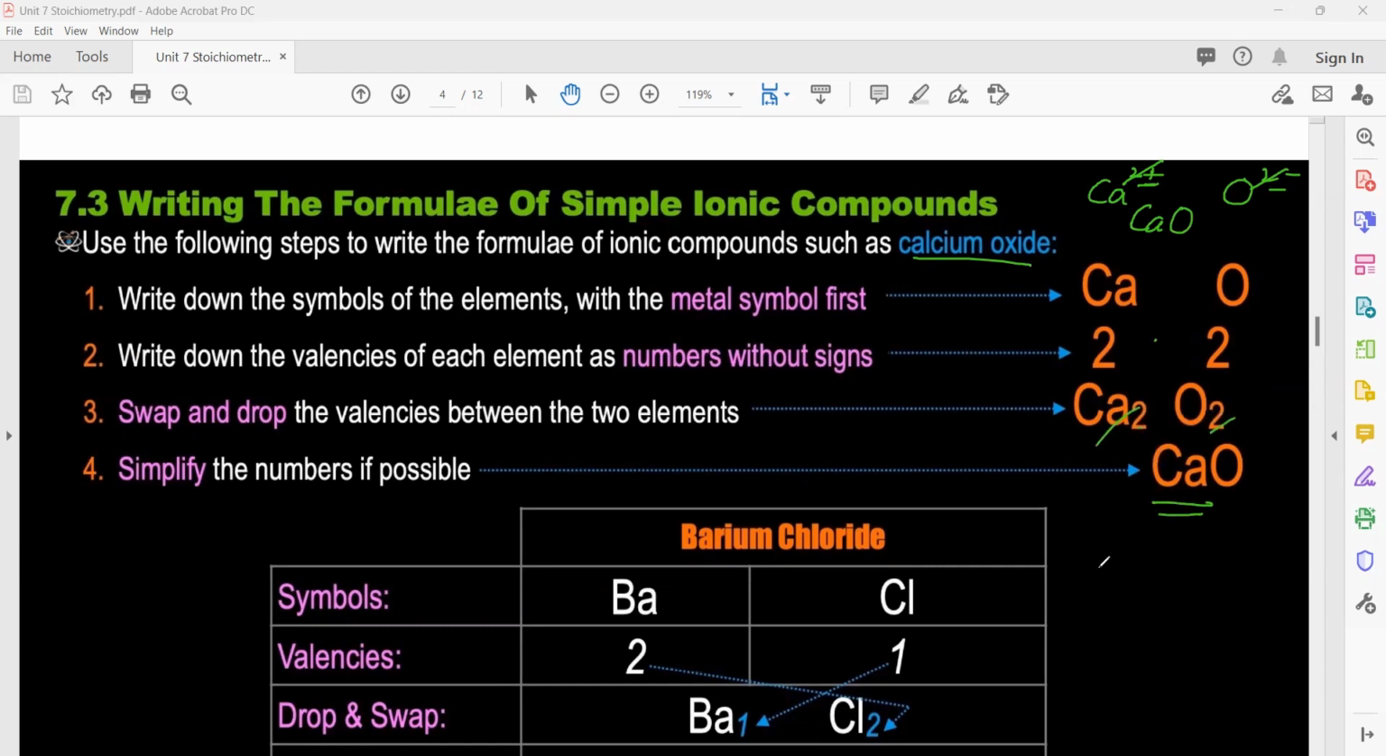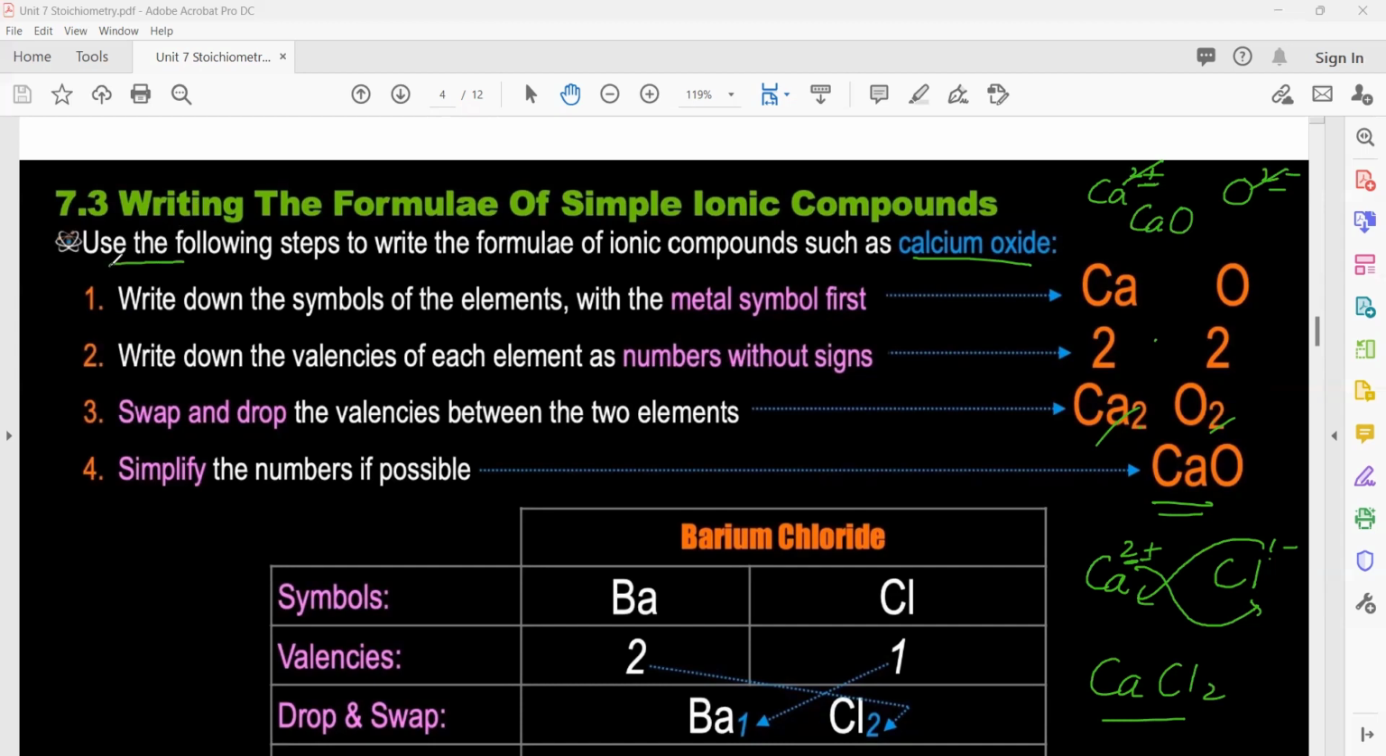For example, if you have another one, calcium and chlorine. Calcium is now 2 plus, chlorine is 1 minus. So they are not the same now. So what we'll do, the valency of this 2 will come under this one and 1 will come here. So it will become Ca, no need to write 1, Cl2, calcium chloride.